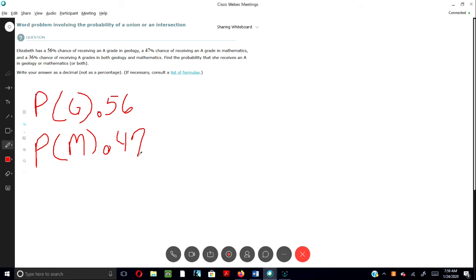And how I did this here is that I just simply moved the decimal point over 2 spaces. That's how I changed it from a percent to a decimal. So if you just move your decimal point over 2 spaces, you move it over 1, 2. That's all I did. And I'm going to do the same thing here. 1, 2. That's how I come up with the 0.56 and 0.47.